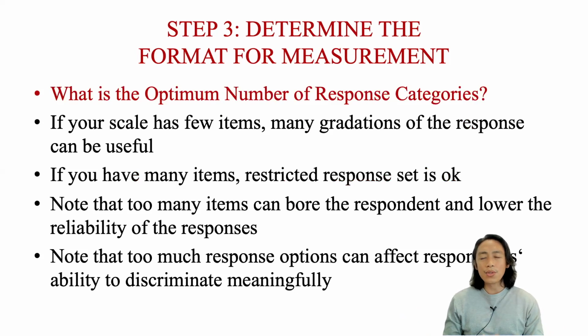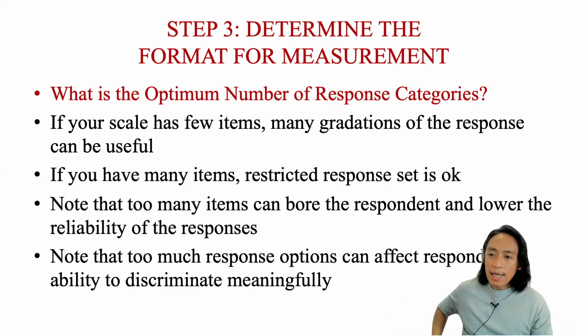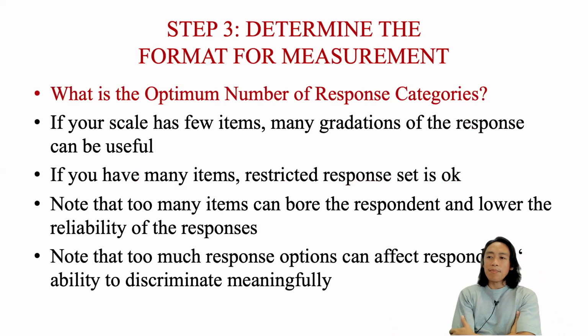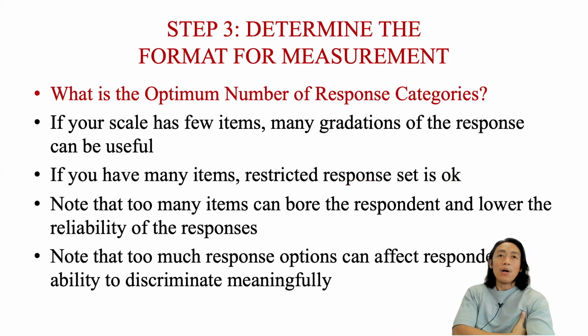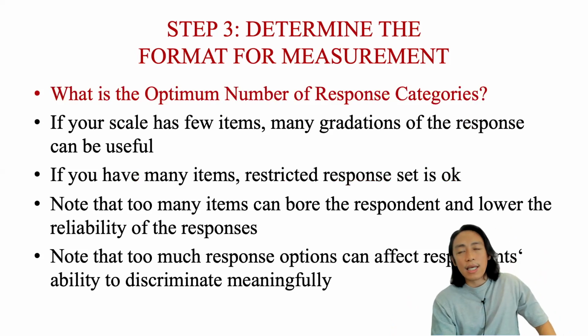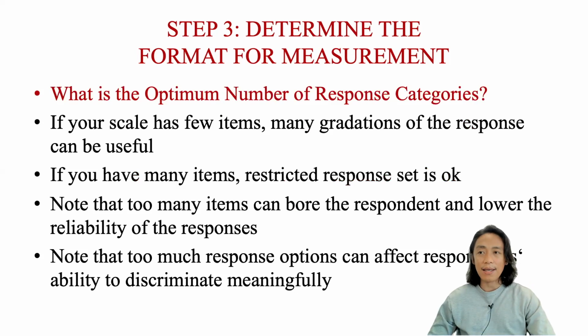I guess another thing that you should also consider is the nature of the variable. There are some variables that I think are best represented by a binary type of response, and then there are some variables that are best captured with a wider set of response categories. However, note that too many items can bore the respondent and lower the reliability of the responses. So that's something that you have to think about. You don't want a scale with too many items because that can tire your participants, your respondents.